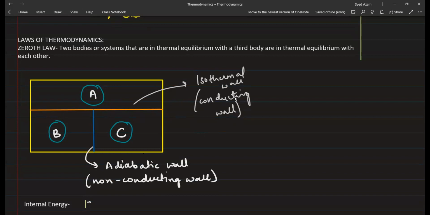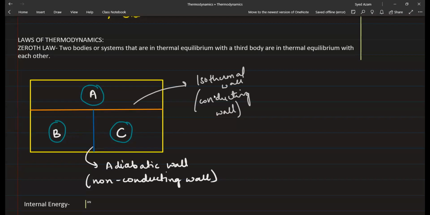Conducting wall का क्या मतलब हो रहा है? Conduction possible हो पा रहा है. Means the heat is able to be transferred across the wall. That is your isothermally conducting wall. When we are talking about this blue one, this is an adiabatic wall.